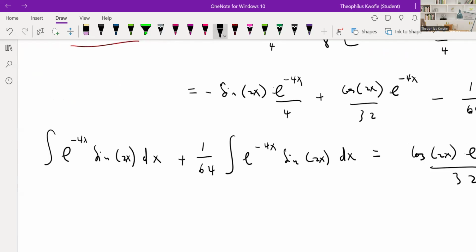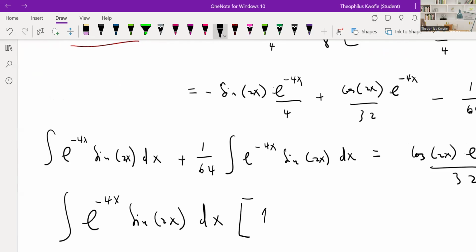factor out the integral of e to the power minus 4x multiplying sine of 2x. So we can just factor that one outside, and by factoring that outside, you're going to have 1 plus what? 1 out of 64. Is that okay?